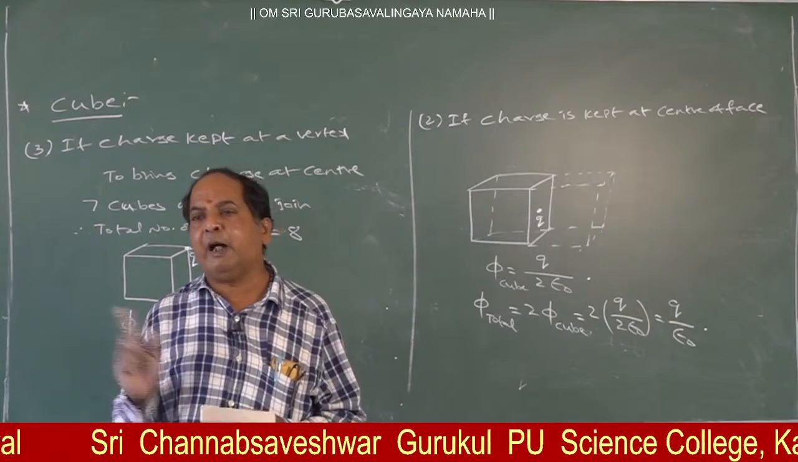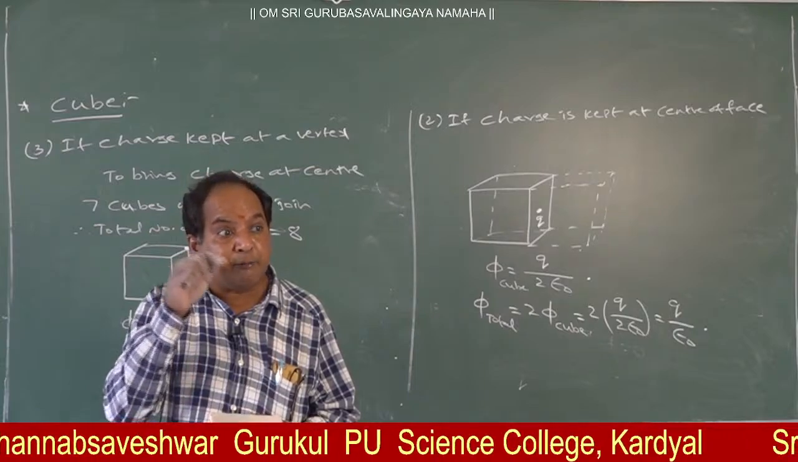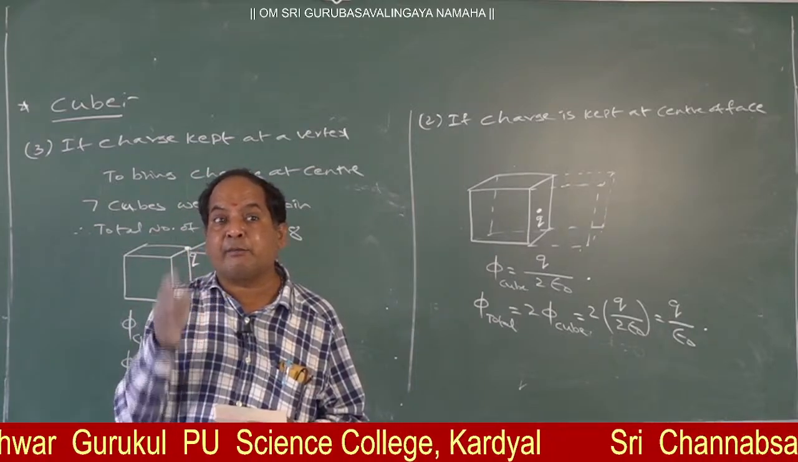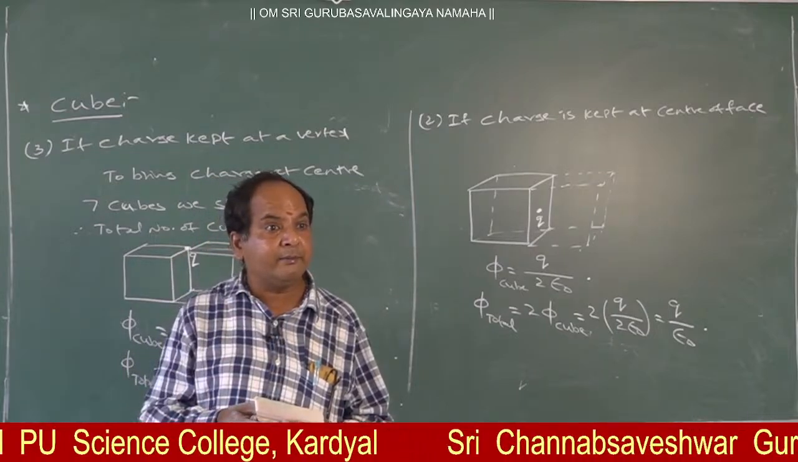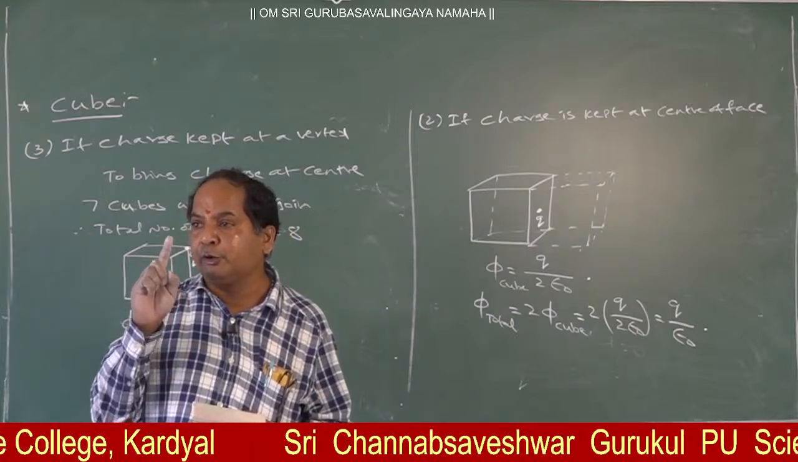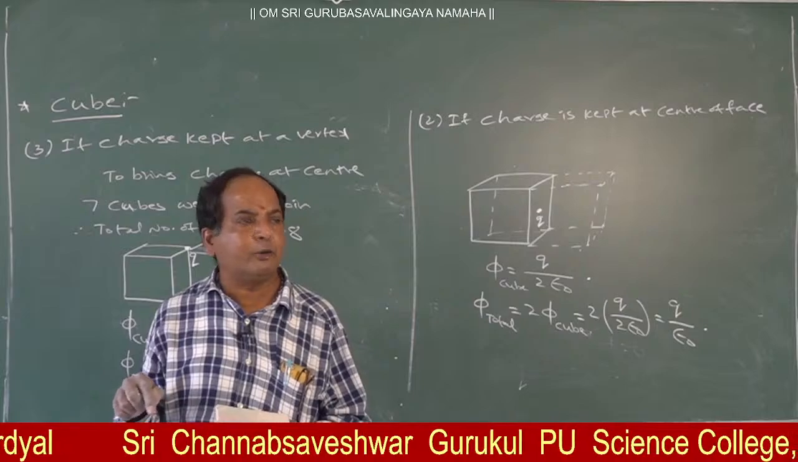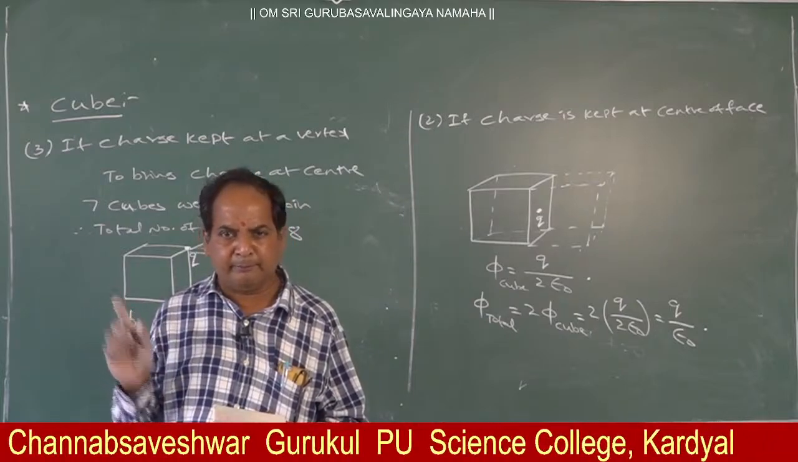Okay. Now, if the charge is kept at center of one face, to bring that one into center of the total system, how many additional cubes should we arrange? 1. So flux due to each cube, how much? Q by 2 epsilon naught. 2 cubes means 2 into Q by 2 epsilon naught, Q by epsilon naught total.